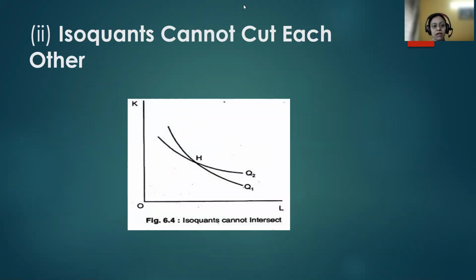Isoquant curves cannot cut each other. Here on your screen, you can see that Q1 and Q2 are two isoquant curves and they are intersecting each other at point H. This indicates that the same combination of K and L at point H is producing two different quantities Q1 and Q2, and that's not possible.